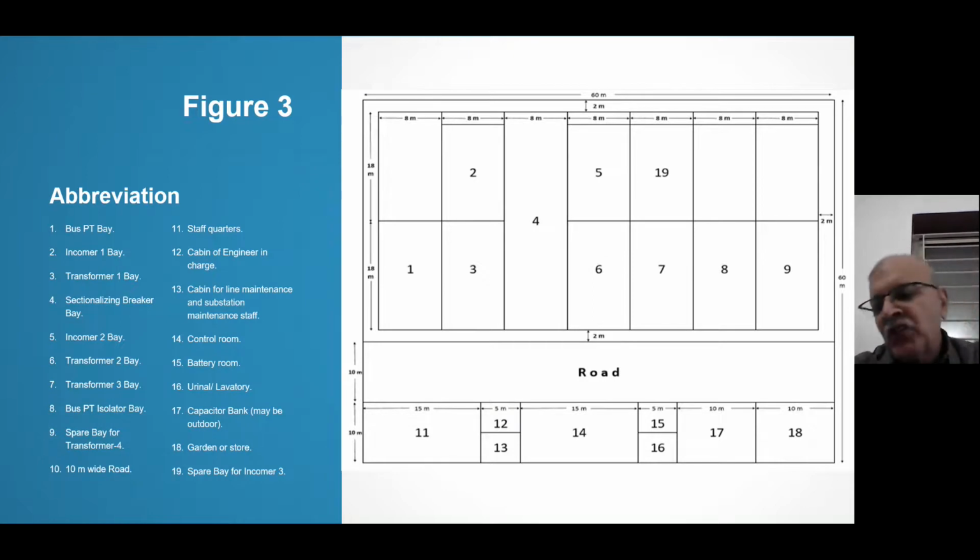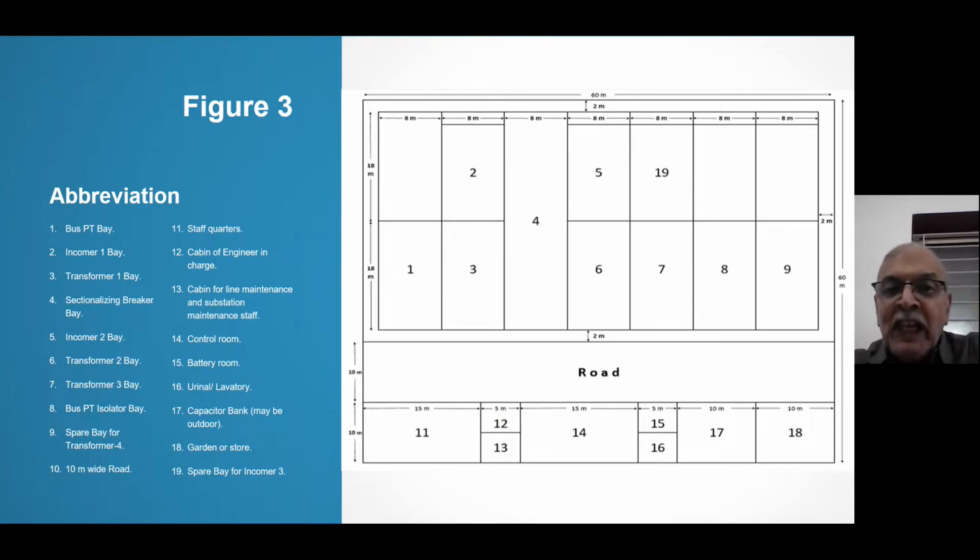Number 16 is urinal and lavatory, etc. Number 17 can be outdoor also, can be indoor also, and that is capacitor bank for improving power factor. And number 18 is garden. You can have a garden or you can have a storage space, right? So this is all, if you see.